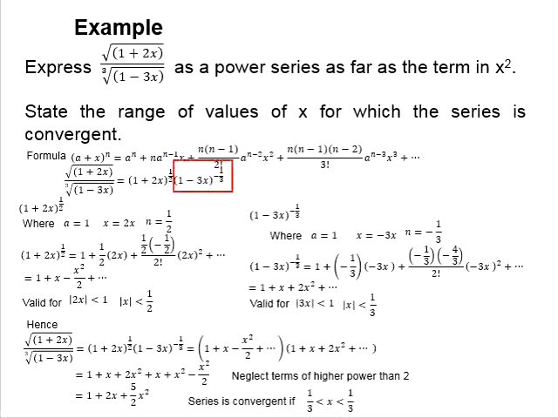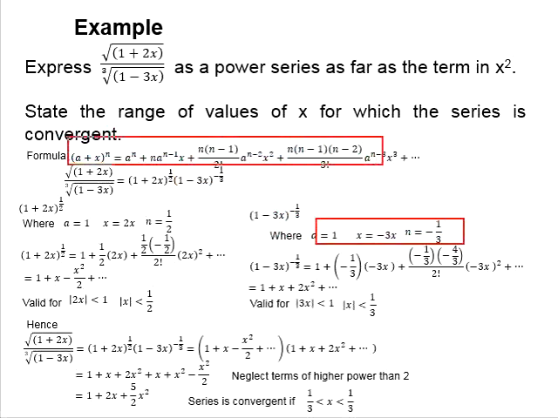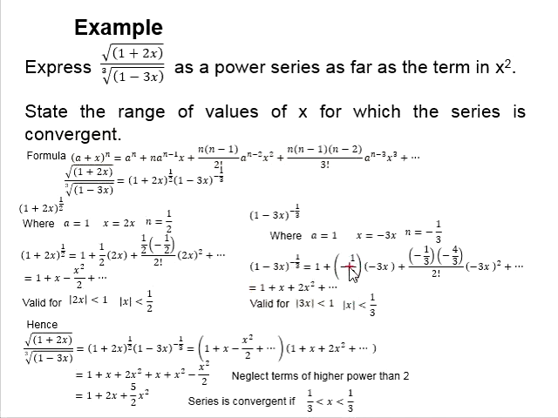As for the second term here, a will be equal to 1, x will be equal to -3x, and n will be equal to -1/3. Substitute these values into the formula, you will get this. After simplification, you get this. The valid range will be modulus 3x has to be less than 1, which after rewriting, will be modulus x less than 1/3.